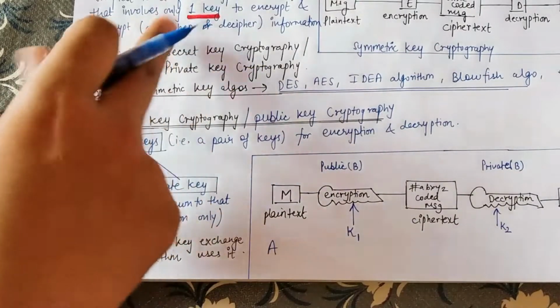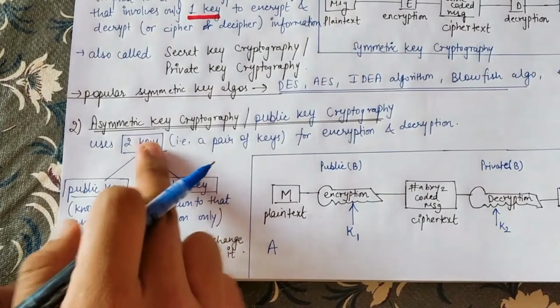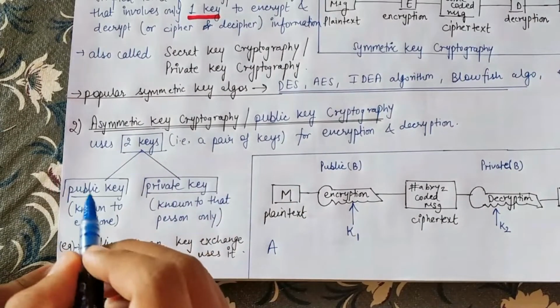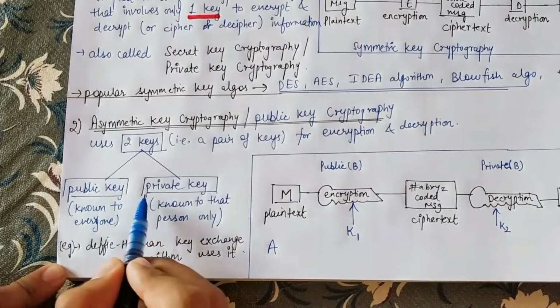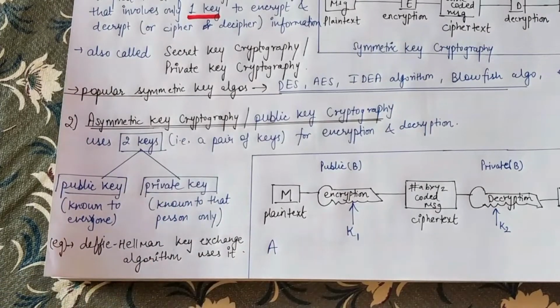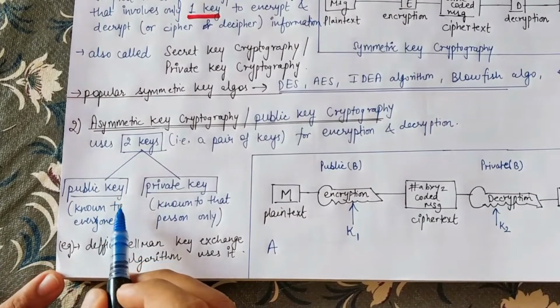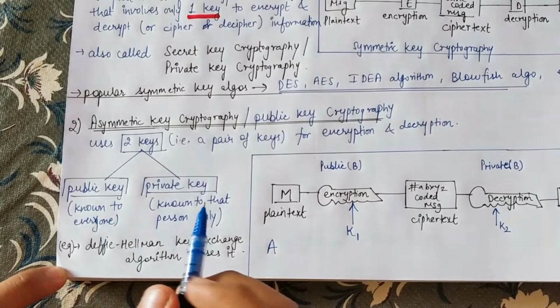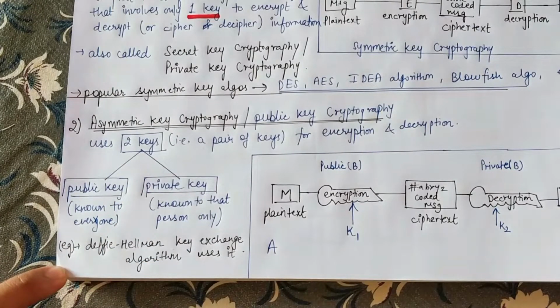In that we used one key. Now in this one we'll use two keys, and those two keys will be public key and private key. Now what is public key and what is private key? Public key is a key which is known to everyone. Suppose you are a user, you will have two keys, one will be public key and one will be private key.